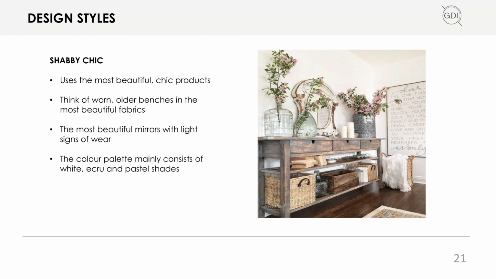If you observe the picture showing on your screen, you will see that the trend mainly consists of mixed, restored, or reused furniture in addition to used fabrics. Have you ever seen worn or old benches covered in the most beautiful fabrics? The colour palette of shabby chic mainly consists of white, ecru, and pastel shades.